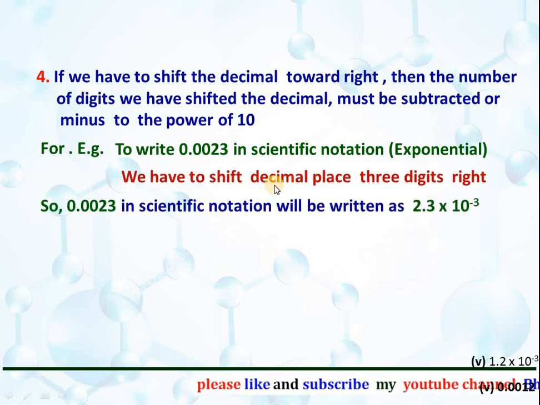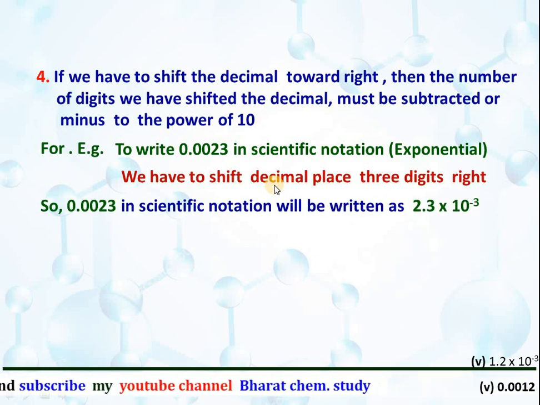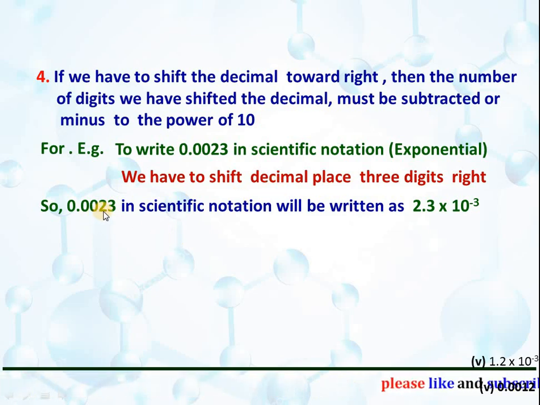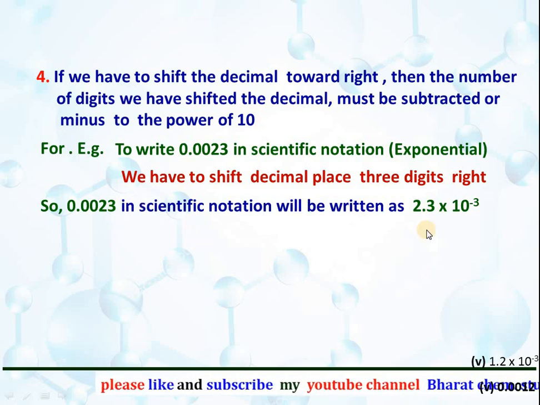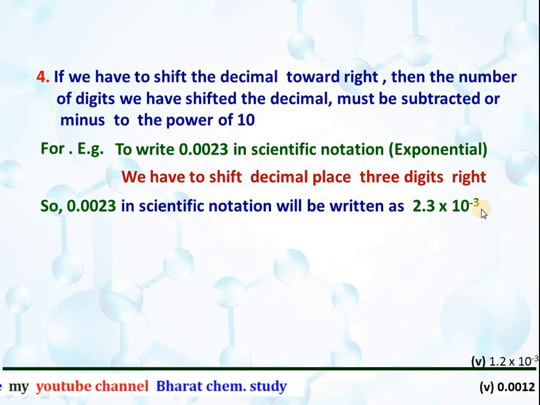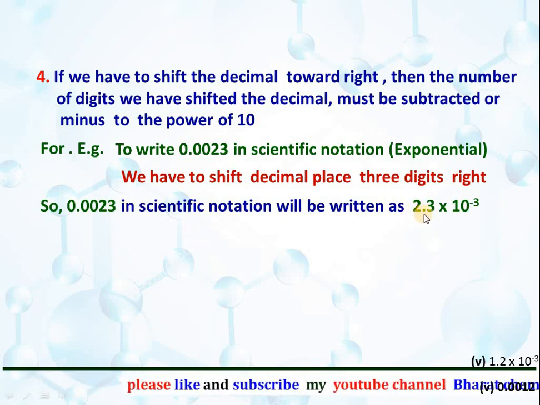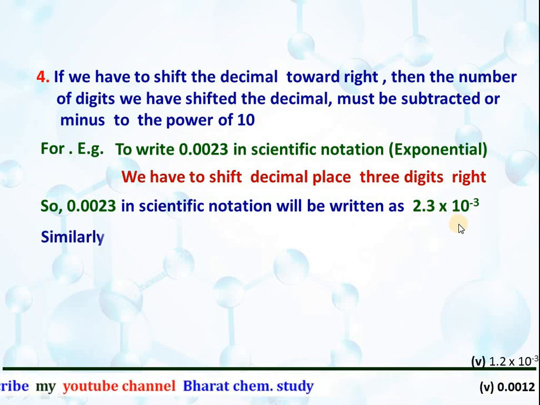So the value 0.0023 in scientific notation will be written as 2.3, and these 3 digits by which we have displaced the decimal must be written over the power of 10 with a negative sign. So that's why it becomes 2.3 into 10 to the power minus 3.